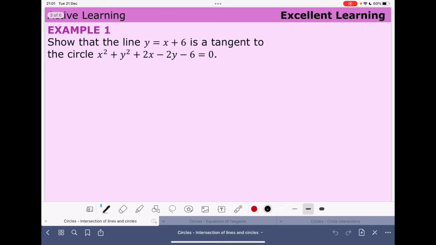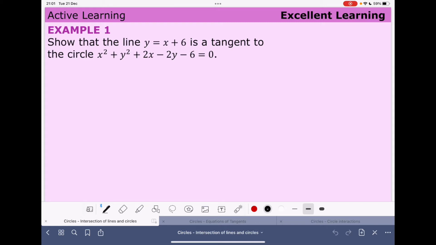Okay, so example 1. We're going to be showing that the line y equals x plus 6 is a tangent to the circle. So this is a show that question, which means that we are essentially trying to prove that it's a tangent, and we've got a couple of ways that we can do that. We saw them both when we were dealing with quadratics. The first way is to use a discriminant, and we'll look at how we can apply a discriminant to this example. Or the second method is to actually find the points of contact and show that there is in fact only one.